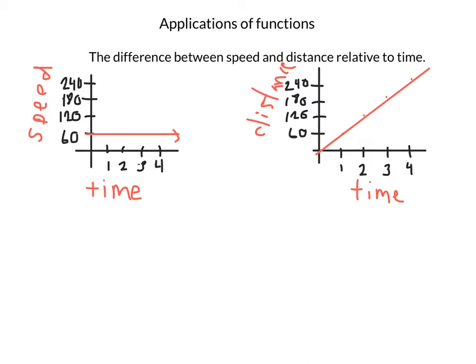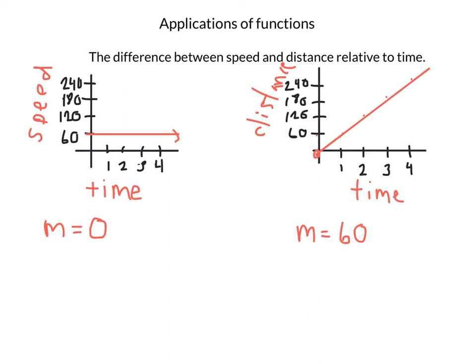All right, my next question then is what would be the slope of each of these graphs? So we're just going to write our slope. The slope of the first graph, notice that it's not changing, and when a slope is not changing, our slope will be 0. Our slope of the second graph, we're going to rise 60 and run 1. So here our slope would be 60, which happens to be our speed. So our speed, or our velocity, is our slope.